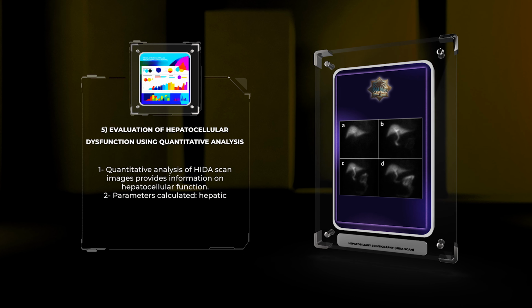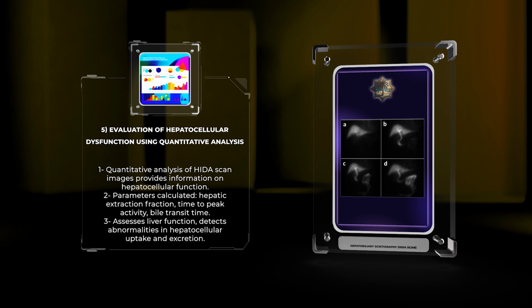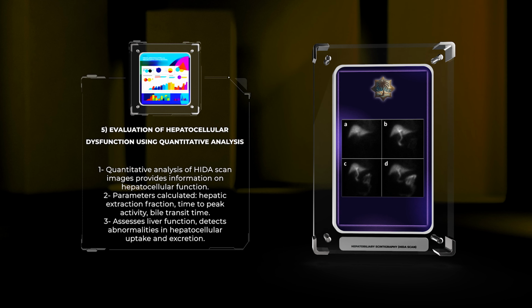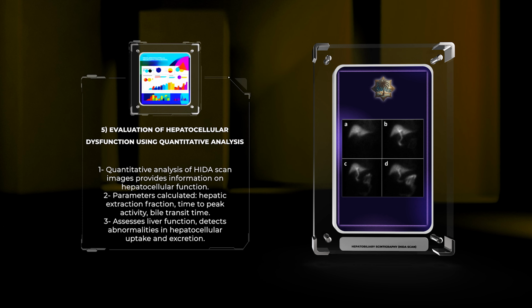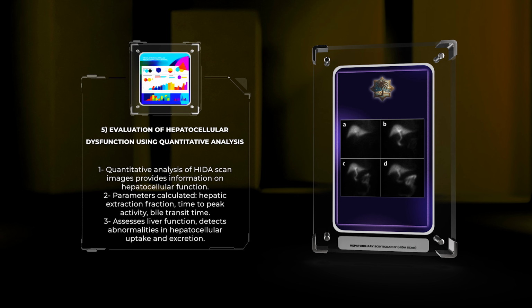Quantitative analysis of HIDA scan images can provide important information regarding hepatocellular function. Parameters such as hepatic extraction fraction, time to peak activity, and bile transit time can be calculated to assess liver function and detect any abnormalities in hepatocellular uptake and excretion.